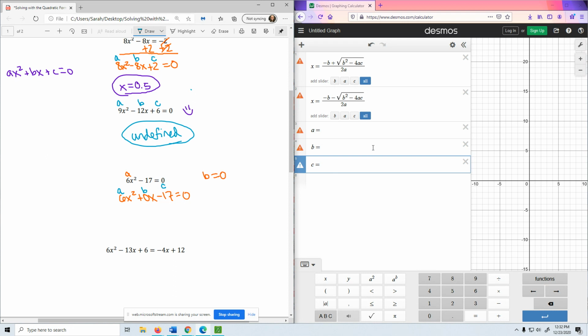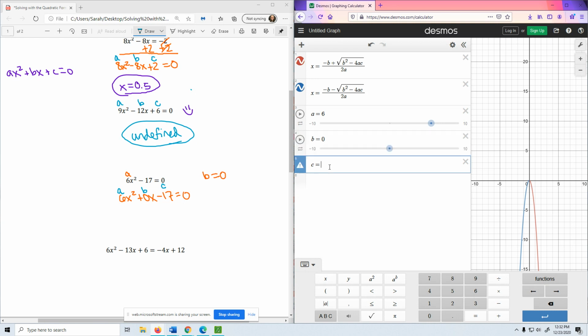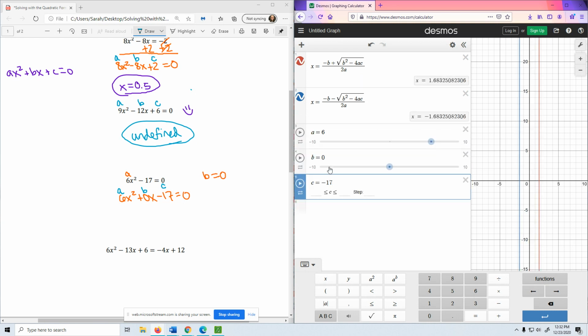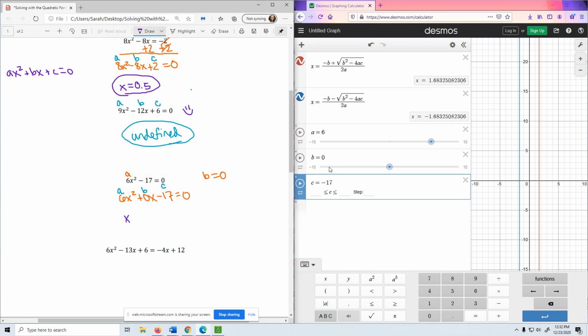Now we can put things into Desmos. A number was 6, B number was 0, C number was negative 17. And once we do all of that, Desmos spits out our two solutions. You can round these for sure. You don't need to write out the whole decimal. Let's round it to 2 decimal places.